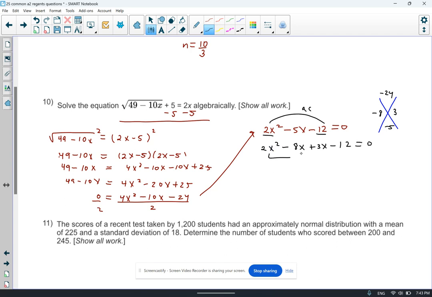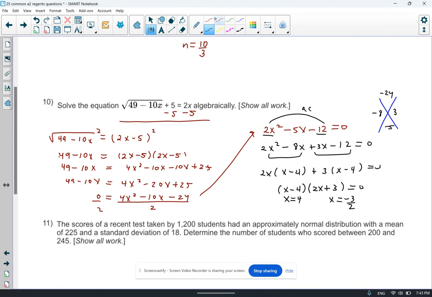And now we form a grouping problem, which most of you are getting very proficient in. So 2x times x minus 4 plus 3 times x minus 4 equals 0. You factor the x minus 4 out, that common binomial, and you get 2x plus 3 equals 0. One solution is x is equal to 4, and the other solution is x is equal to negative 3/2.